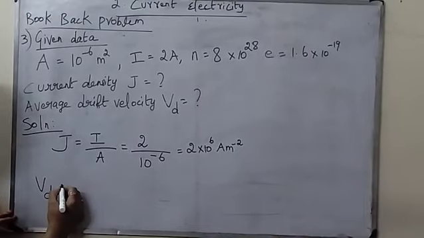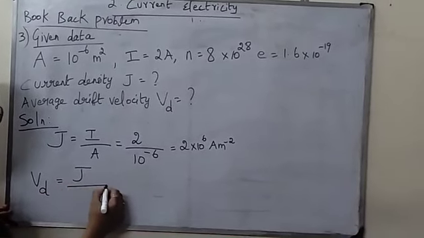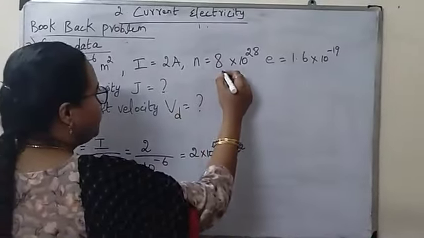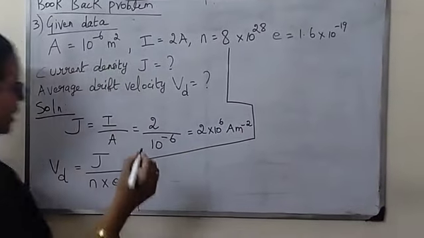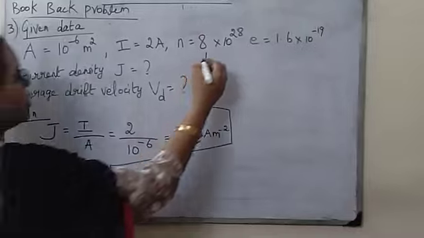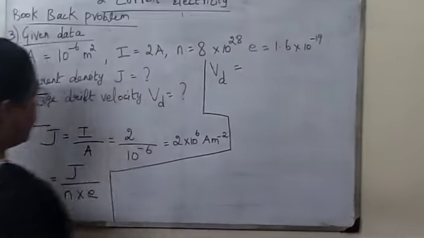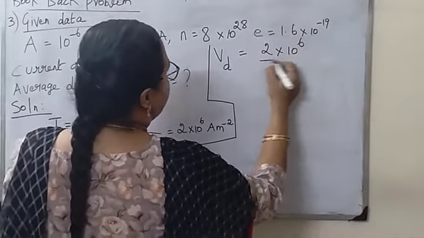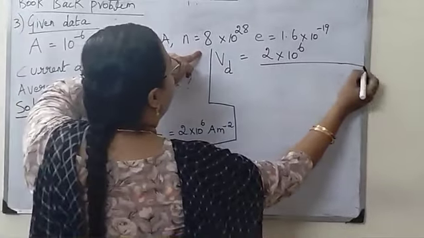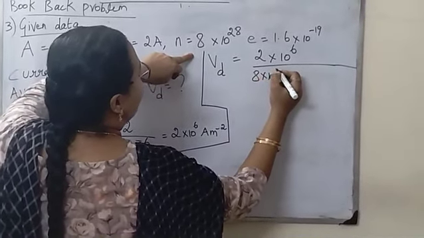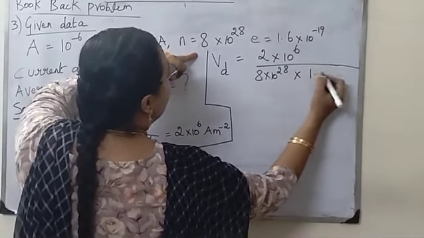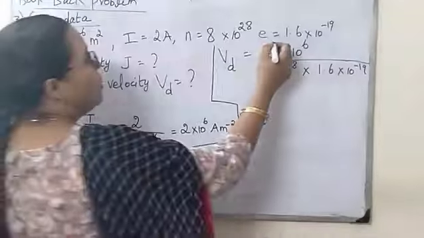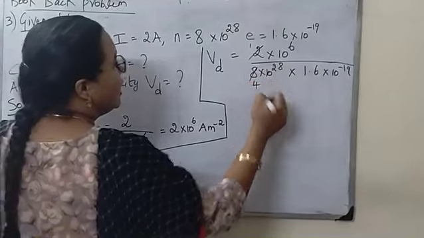Next we have to find the average drift velocity. The formula for average drift velocity is J divided by number of electrons into charge of 1 electron. Now we can just substitute. Vd is equal to J. We have found J as 2 into 10 to the power of 6, divided by the N value given in the problem, 8 into 10 to the power of 28, into the E value 1.6 into 10 to the power of minus 19. So 1 2 is 2, 4 2s are 8.